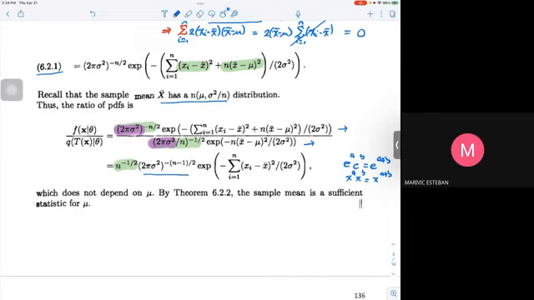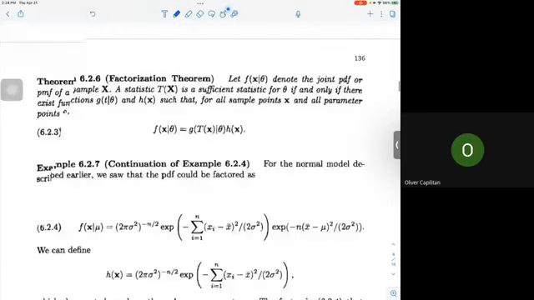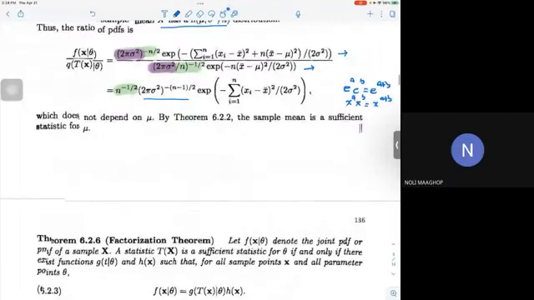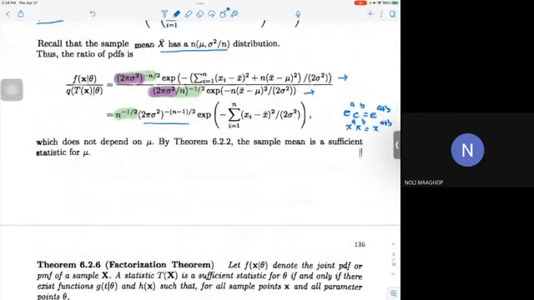None, sir. Okay, thank you for that, Marivic. Sir, yes, Nolly? Sir, is the sufficient statistic unique? No, it's not unique. You can have many sufficient statistics for a given sample.